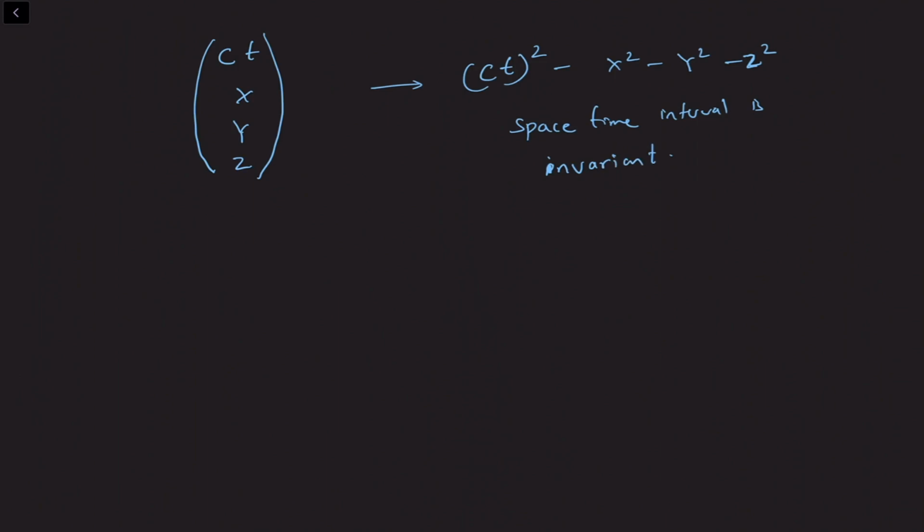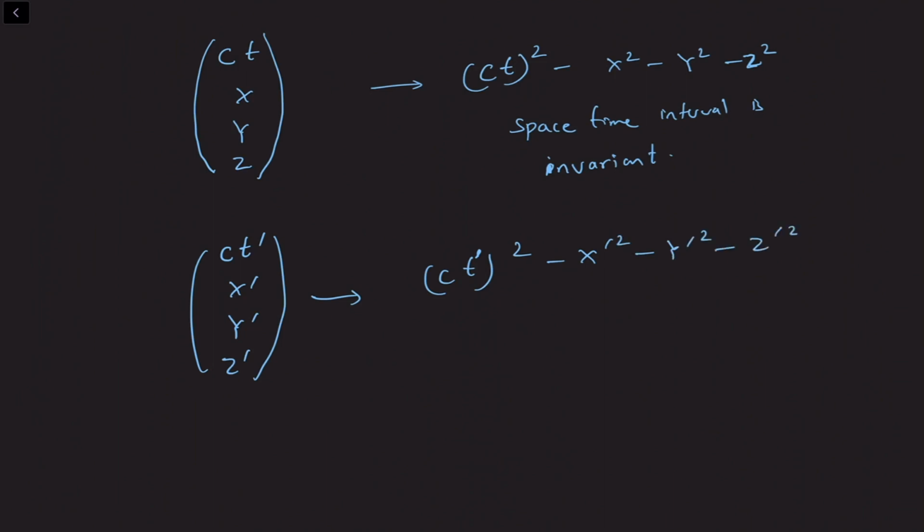That is, it doesn't change from one reference frame to another. So in another reference frame, supposing I had this four vector, I would calculate the quantity ct prime square minus x prime square minus y prime square minus z prime square. And what you would find is that these two quantities would be exactly the same. Now, we've checked this in the case of a Lorentz boost, but you can also check this for the case of rotations.